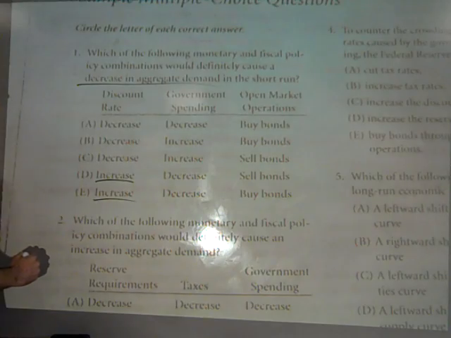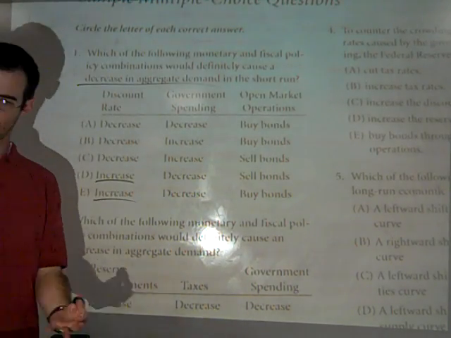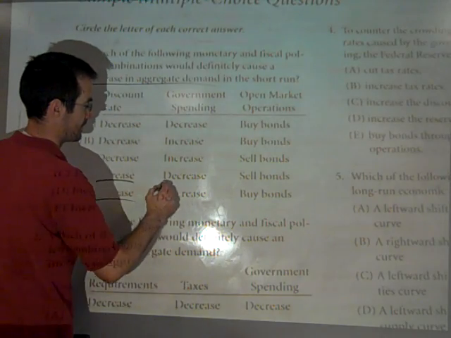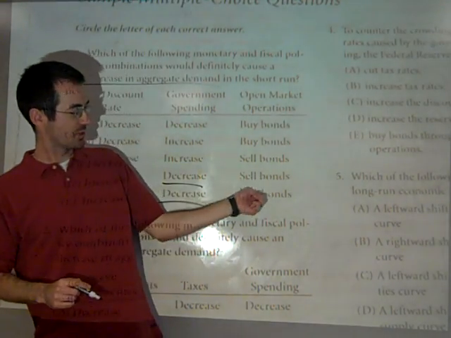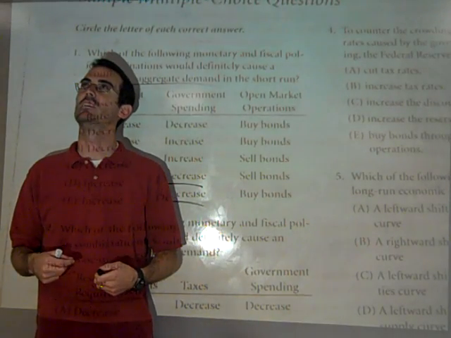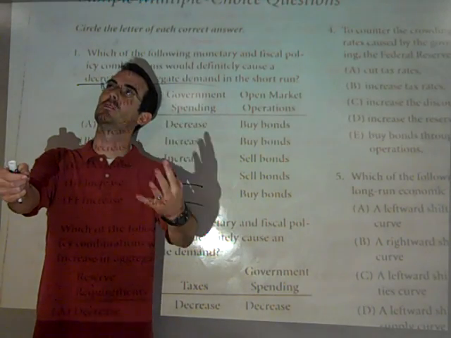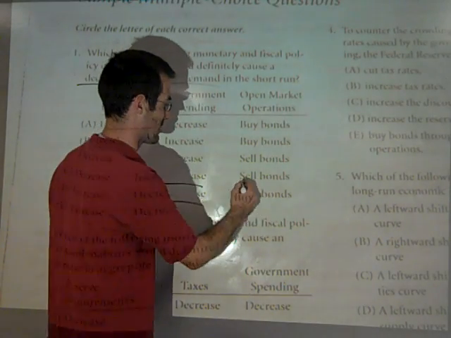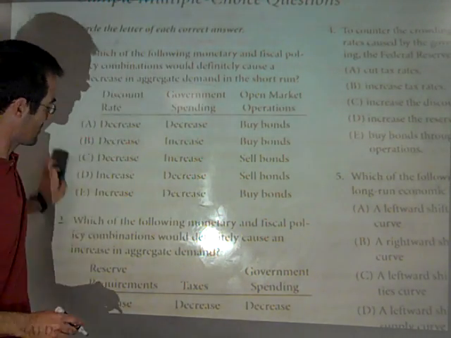So increase. What do you do to government spending if you're Congress and you want to decrease aggregate demand? Cut government spending. And what does the Fed do in the open market? Which one of these is contractionary? Selling bonds. Let me think about that. If I'm the Fed, and there's the banking system, and I sell them bonds, they give me money, the money comes out of the system to me. Yes, that's contractionary. D. All right. Let's go to the next one.